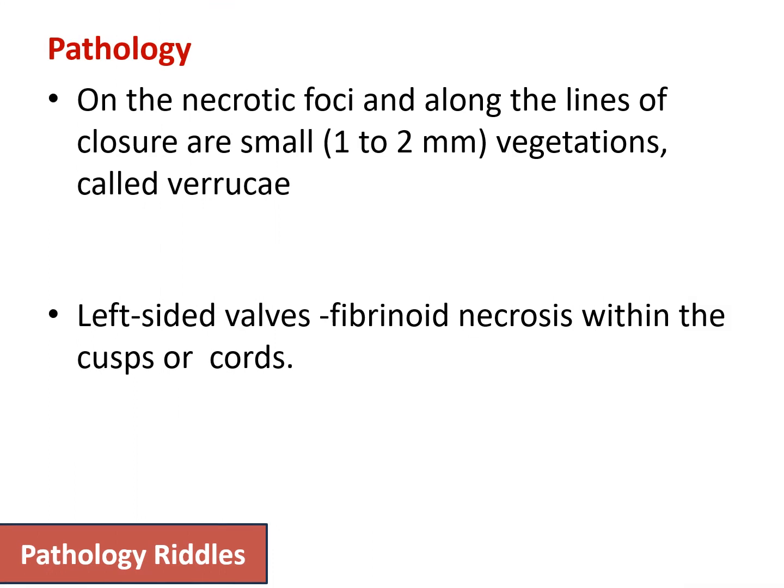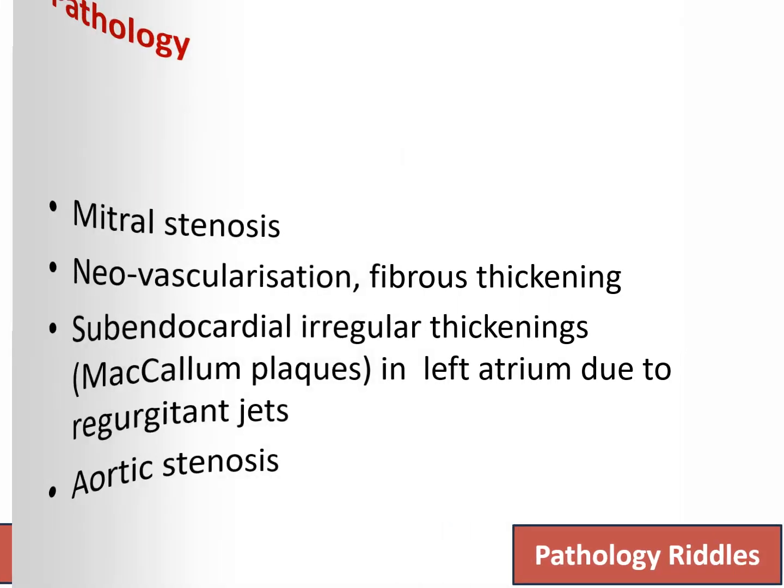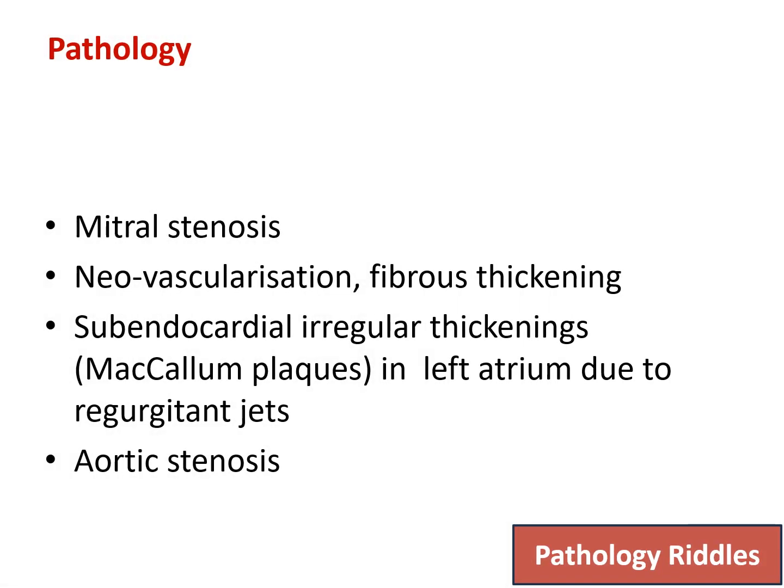Verrucae formation is there. Verrucae are basically vegetations of the size 1 to 2 millimeter, which are present on the necrotic foci along the lines of closure of the valve. Now the most commonly involved valve is on the left side. There will be fibrinoid necrosis within the cusps or the cords. It can lead to mitral stenosis. There will be neovascularization, fibrous thickening, and subendocardial irregular thickening, also called MacCallum plaques, in the left atrium due to these regurgitant jets. And there will be aortic stenosis.